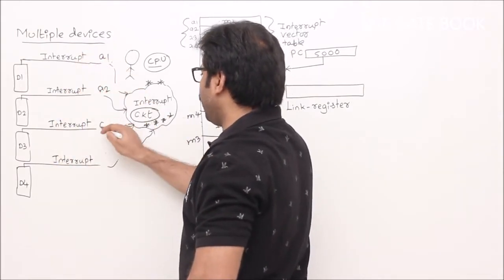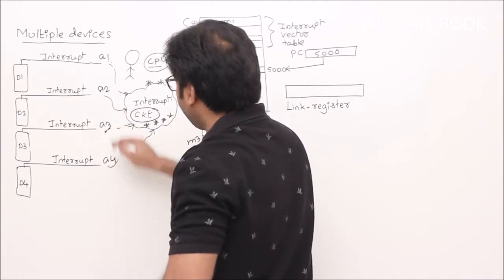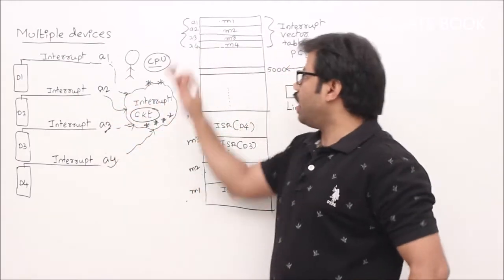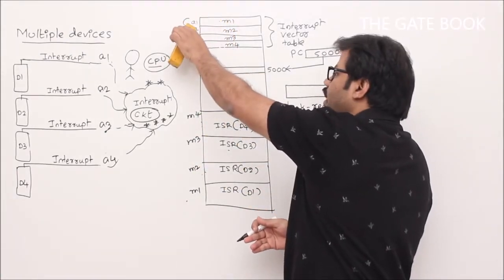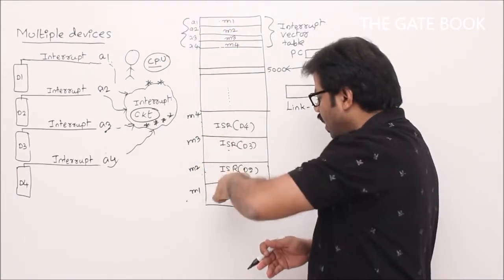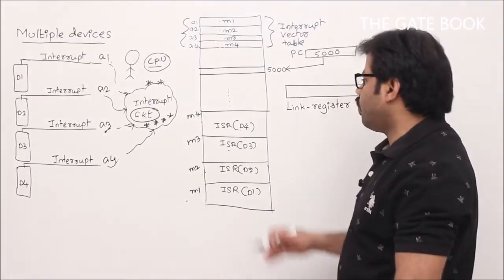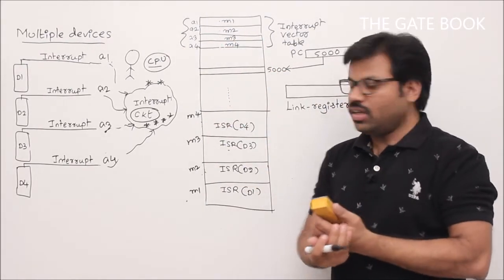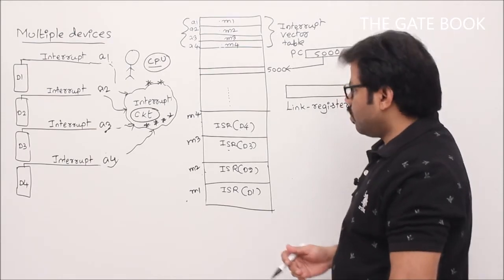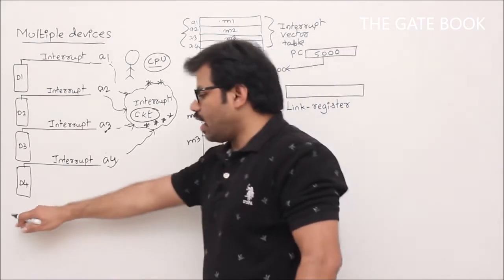If you write A1, A2, A3, A4, which are fixed memory starting locations maybe, and in these A1, A2, A3, A4 you write the real addresses of the starting locations of the interrupt service routines, then we can have some flexibility. How, sir? Tomorrow if one more device comes, I can easily add it.